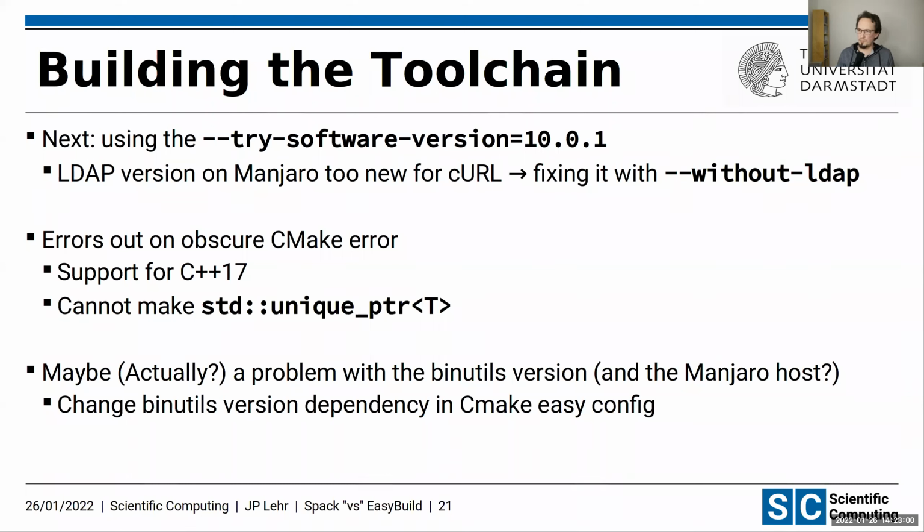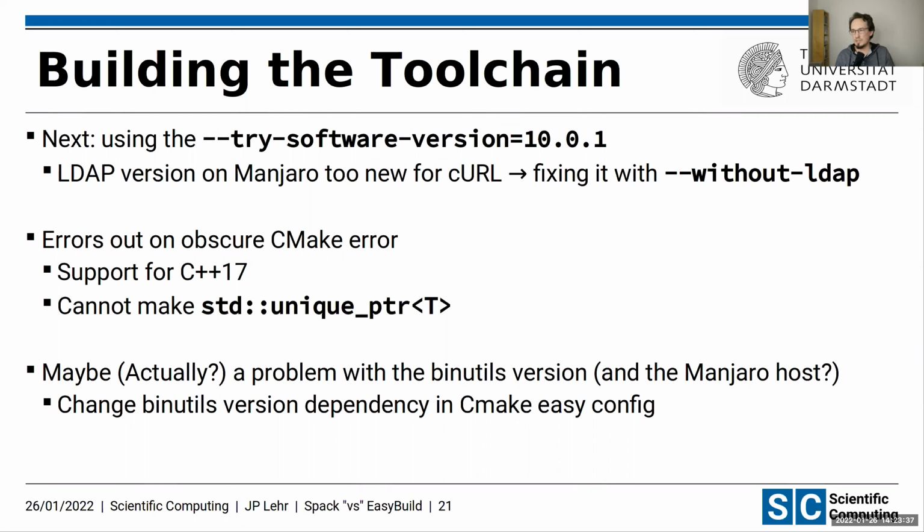And then we got somewhat obscure CMake errors where it actually said, oh, we have support for C++17, but you can't make std unique pointer, which is a C++11 feature. So we're like, it's a C++14 feature, sorry, make_unique. But we're like, what? I mean, this doesn't make necessarily too much sense. So maybe, or actually, that's a problem with the binutils version and the Manjaro system, which is kind of new or quite recent.